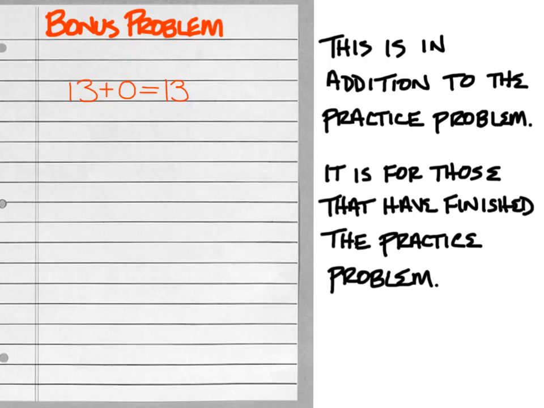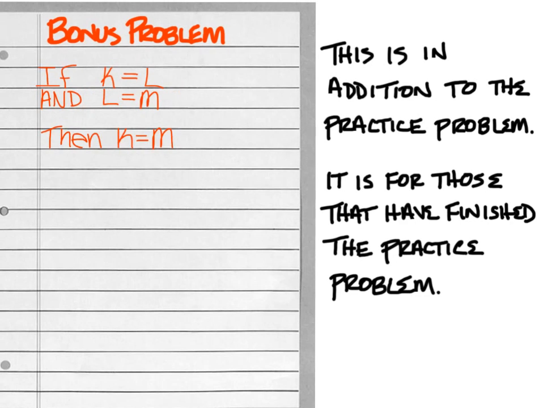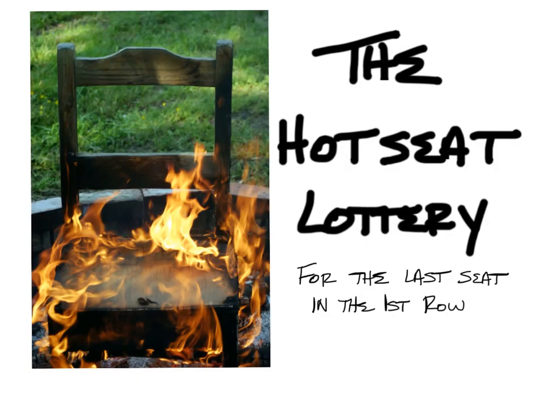Okay, this is the identity property of addition, and that's letter G on your handout. Alright, next bonus. Okay, answer for this one was E, the transitive property.